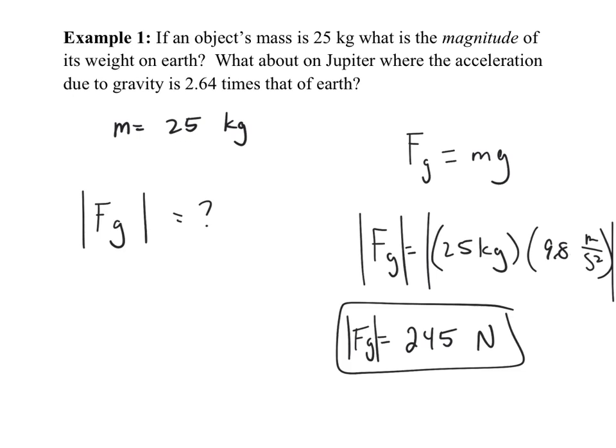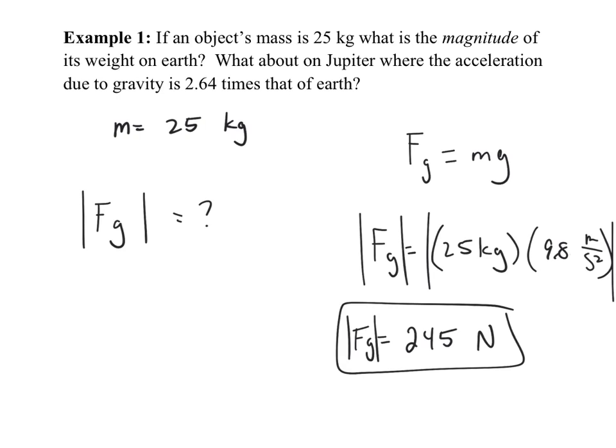Now, I go to Jupiter. How do things suddenly change? I can do two things. I can do it one way or another way. Give me a suggestion of how to approach this. Give me one way. Can you multiply 9.8 times 2.64 times 25? Yeah, so just pretty much change your gravitational constant by multiplying it by 2.64. Would everybody agree with that?